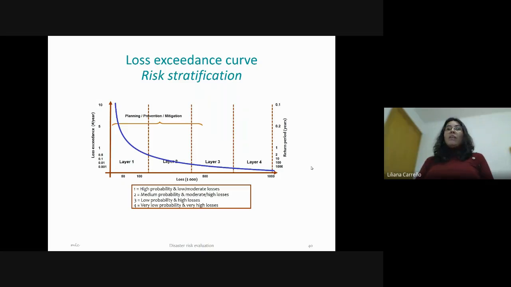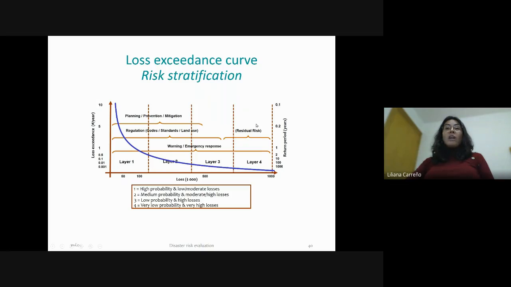With these layers, I can also identify in which cases I can face or reduce these losses using planning, prevention, and mitigation measures. I can also identify in which cases I can apply regulations, for example, codes, standards, or land use planning, and which amount of losses can be avoided like this, or can be faced with these measures. Also, I can define warning systems or emergency response measures.